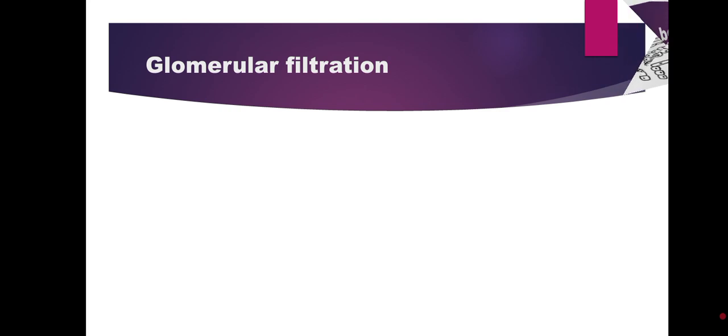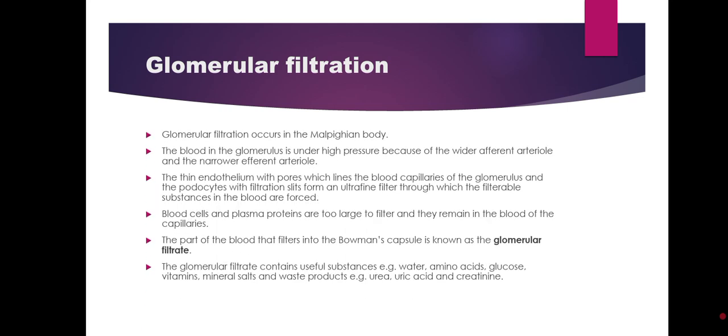We're going to go to glomerular filtration, also called ultrafiltration, right? So the glomerular filtration occurs in the Malpighian body. The blood in the glomerulus is under high pressure because the afferent arteriole is wider than the efferent arteriole, right? It is under high pressure because of the size of the arteriole. I talked about that, and you must take note of those things. Now let's go on.